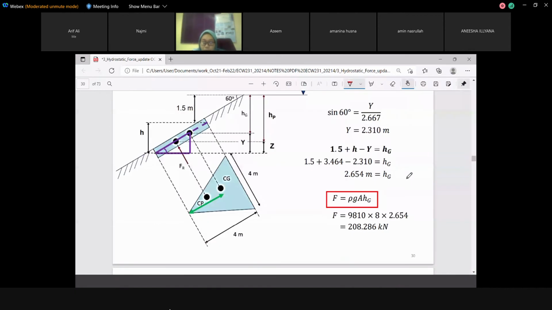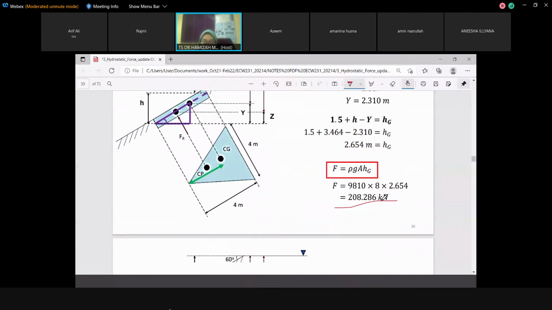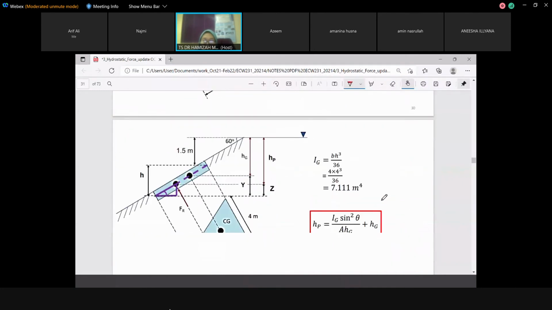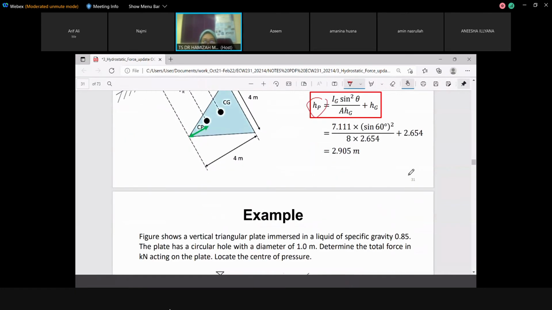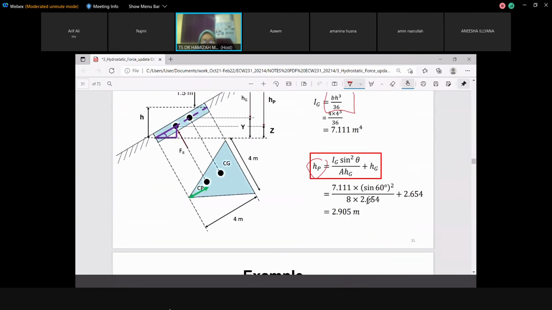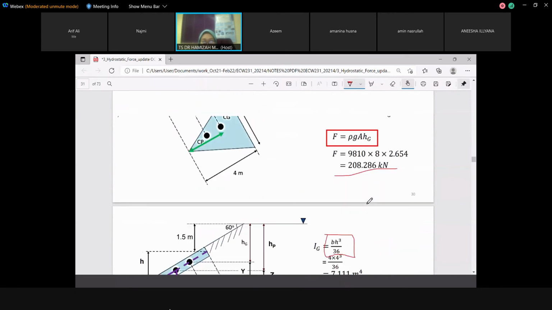Okay, substitute into the formula. So this is the force, amount of force, and then we need to find the location of the force. Use the formula, and the Ig here ialah untuk triangle. So jangan silap, dia sama je BH3, tapi untuk rectangular over 12, untuk triangle over 36. Okay, so there is a HP 2.9, Hg 2.6. Okay, so higher lah, betul lah tu.